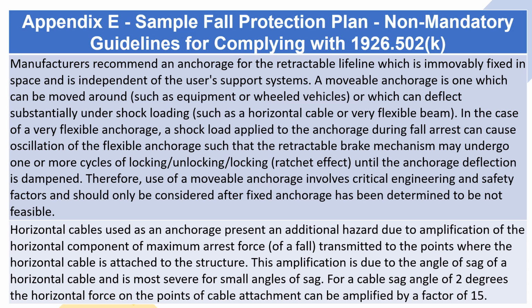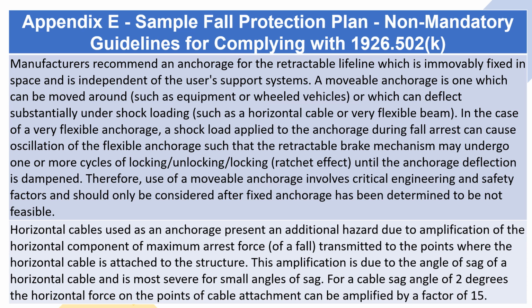support systems. A movable anchorage is one which can be moved around, such as equipment or wheeled vehicles, or which can deflect substantially under shock loading, such as a horizontal cable or very flexible beam. In the case of a very flexible anchorage, a shock load applied to the anchorage during fall arrest can cause oscillation of the flexible anchorage such that the retractable brake mechanism may undergo one or more cycles of locking/unlocking/locking, a ratchet effect, until the anchorage deflection is dampened. Therefore, use of a movable anchorage involves critical engineering and safety factors and should only be considered after fixed anchorage has been determined to be not feasible.